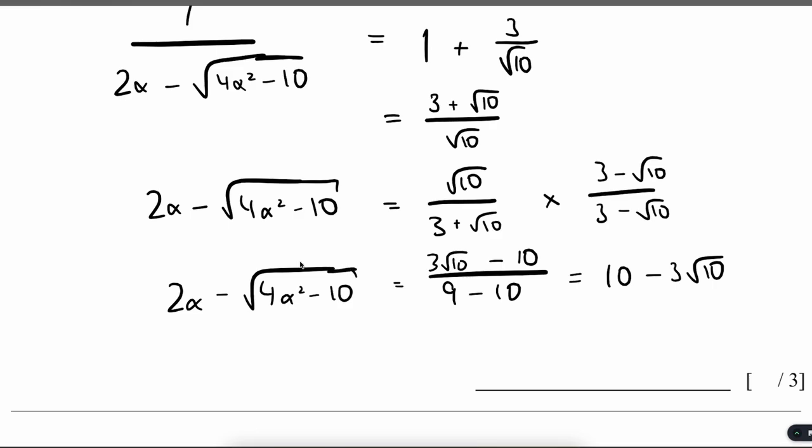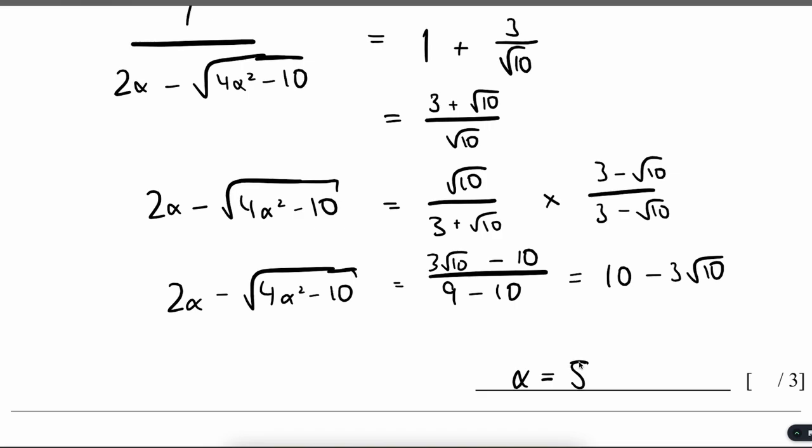The last step, well, if you look at this here, you've got 2 alpha and then you've got something in a root, and then if we say alpha is 5, just looking at the positive whole numbers, then look what happens on the inside of the bracket. We've got 4 lots of 5 squared, which is 100, minus 10, which is root 90, which is 3 root 10. So alpha is 5 works, okay?